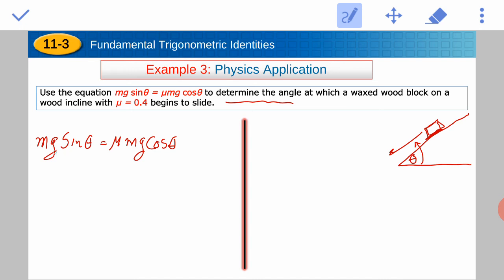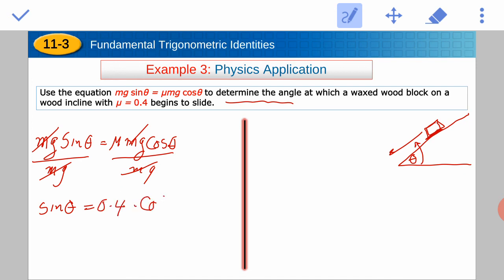Guys, as a beginning, I can divide both sides by mg. Because it's common between the two sides, I can cross out mg from both sides. So guys, we are left with sine theta is equal to mu. Mu is given, it's 0.4. 0.4 times cosine theta. How do I find theta? I have two trigonometric ratios, sine on the left hand side and cosine on the right hand side. Guys, is it possible to combine them in one trigonometric ratio?